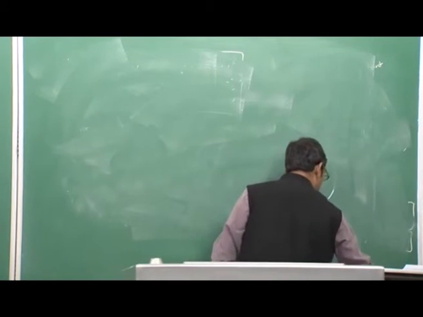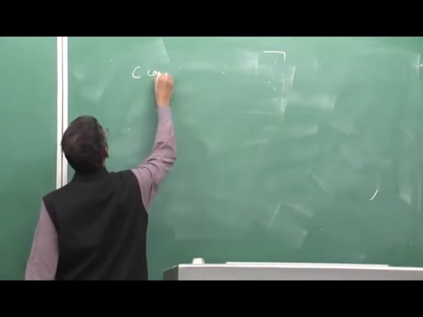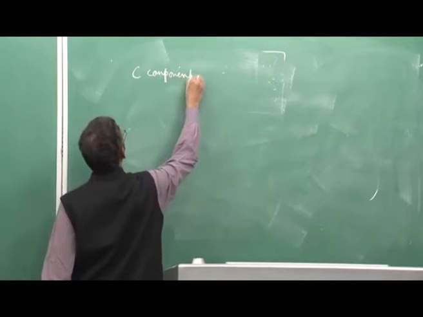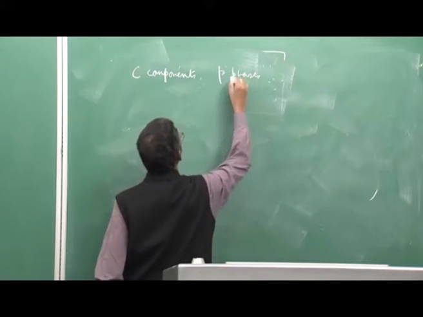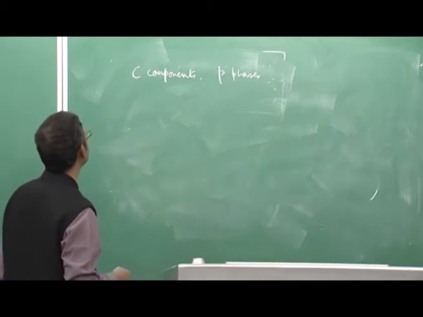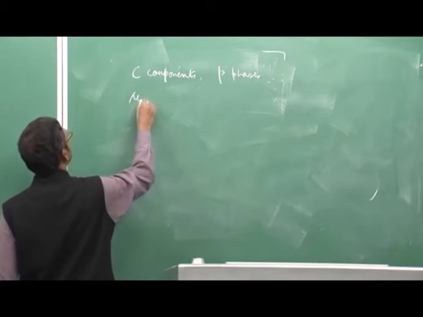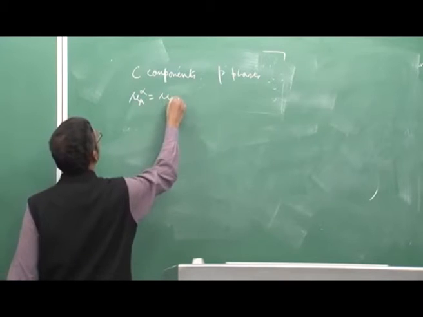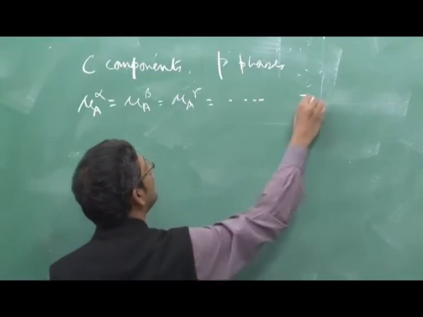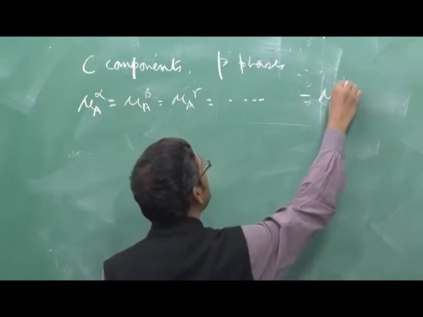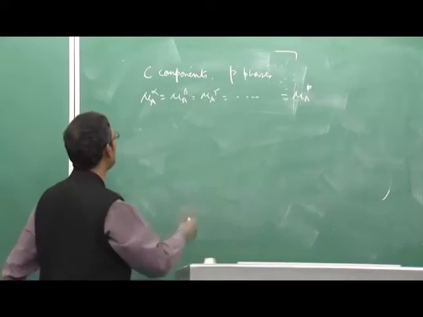Let us suppose I have C components in a system, generalized, and P phases in the system: alpha, beta, gamma, delta, up to P. So if I have C components and P phases, the following things will be satisfied: mu A alpha equal to mu A beta equal to mu A gamma dot dot dot equal to mu A P, because P phases are there. So, for a particular component all the phases will satisfy this rule.